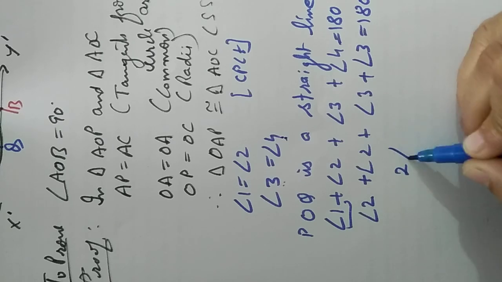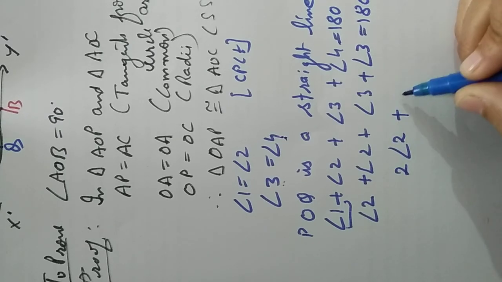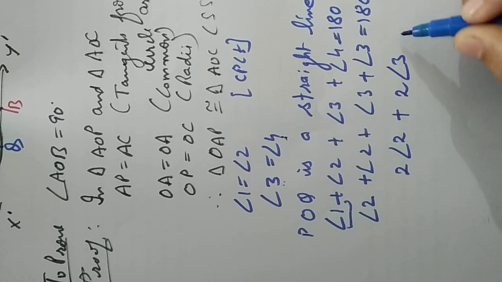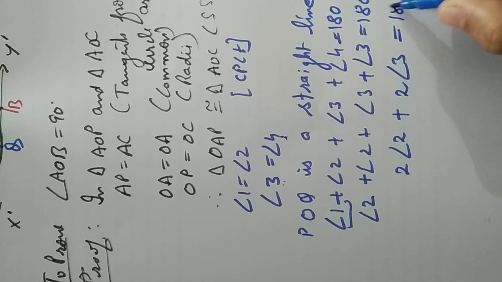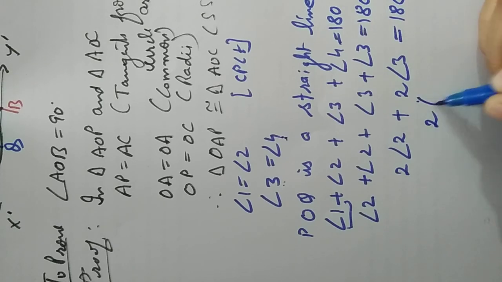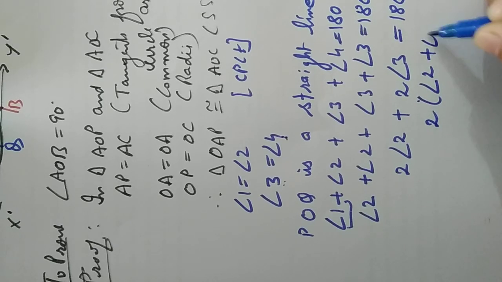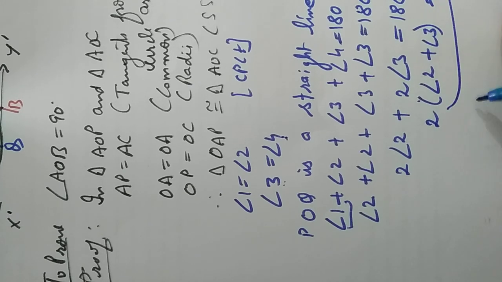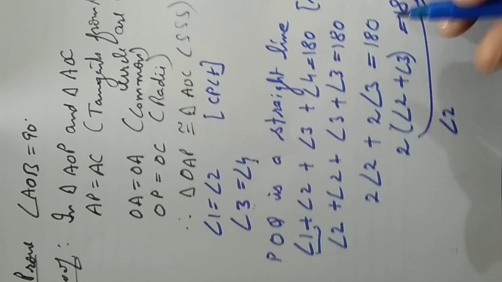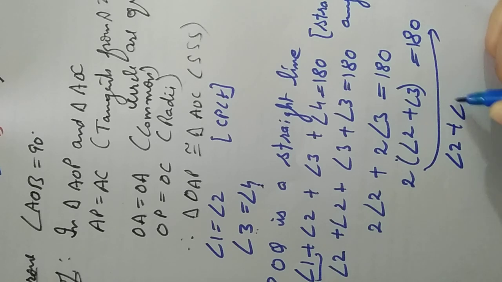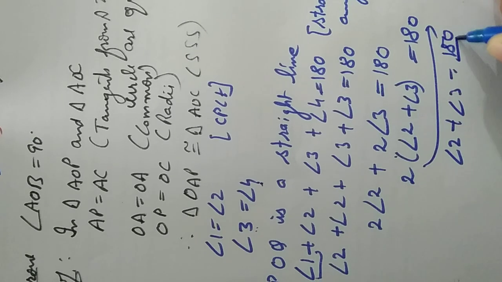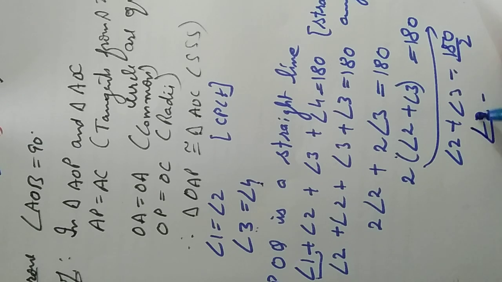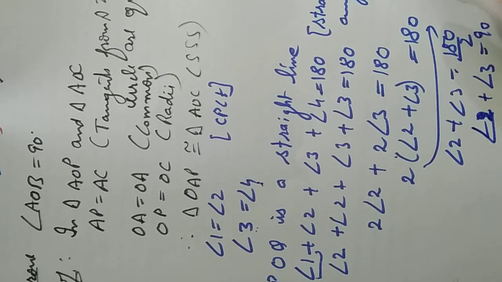Angle 2 plus angle 2 will become 2 angle 2. Angle 3 plus angle 3 will become 2 angle 3. It is equal to 180. Let us take 2 common from here: 2 times (angle 2 plus angle 3) is equal to 180. Take the 2 to the right hand side, you will get angle 2 plus angle 3 is equal to 180 upon 2. You will get angle 2 plus angle 3 is equal to 90.